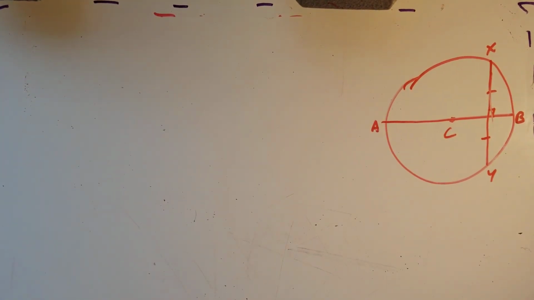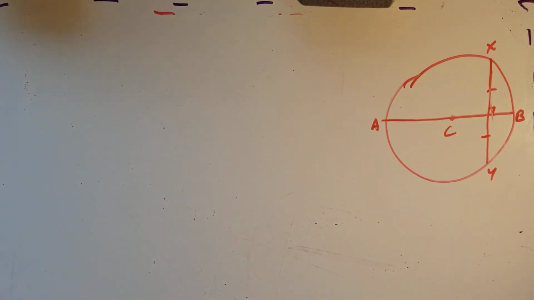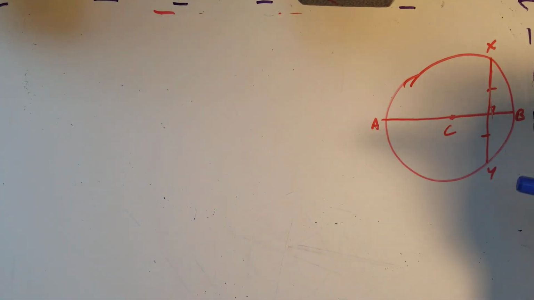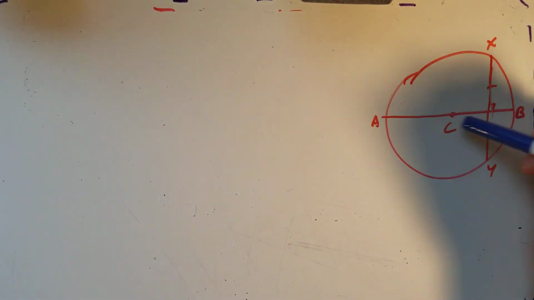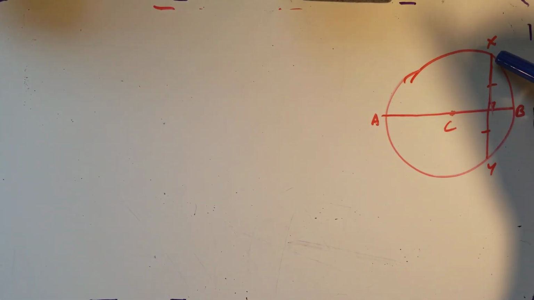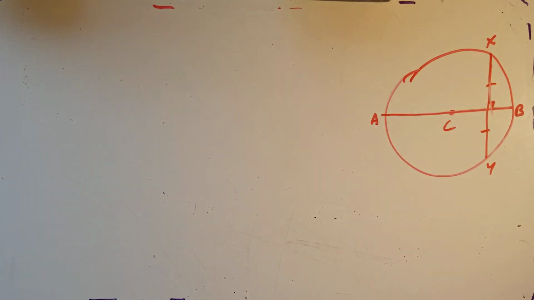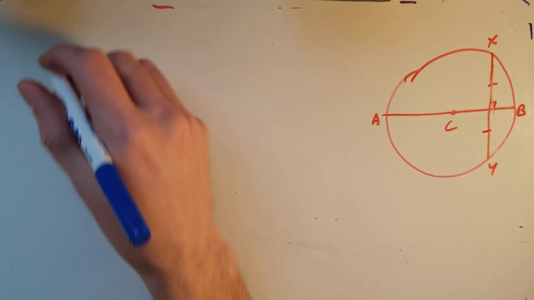And we're going to go through the proof of this. So again, this theorem is telling us if we know that this chord AB is the perpendicular bisector of another chord, then that chord is going to be the diameter here. So given this, can we prove that this is the diameter?